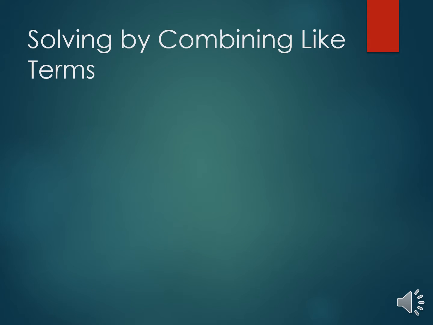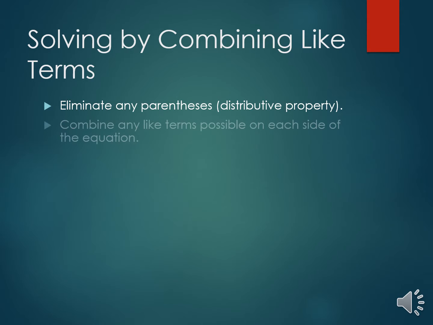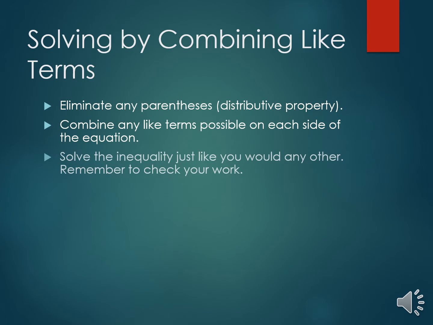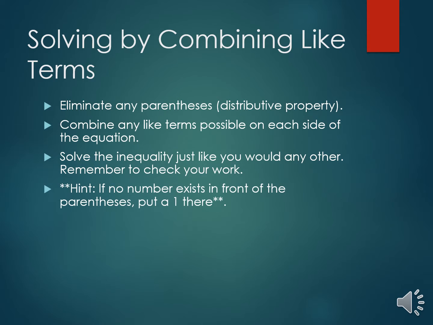When we're combining like terms, the first thing we need to do is eliminate any parentheses using the distributive property. Then, combine the like terms possible on each side of the inequality. Solve the inequality just like you would any other and check your work. Remember that if no number exists in front of a set of parentheses, you should put a 1 there.